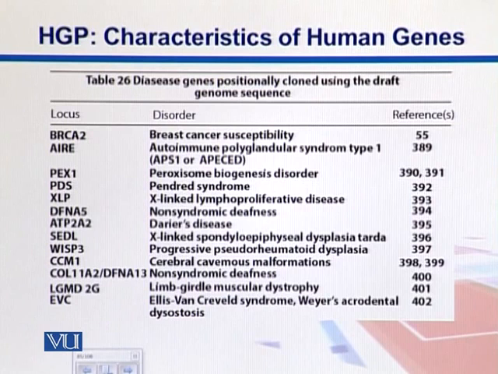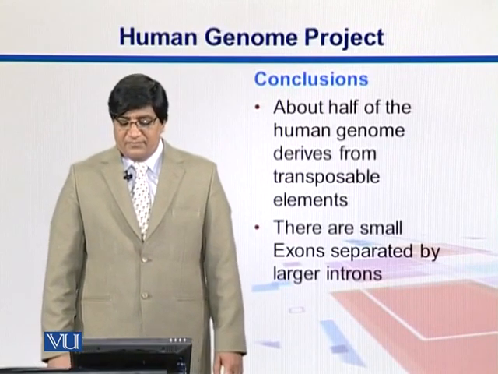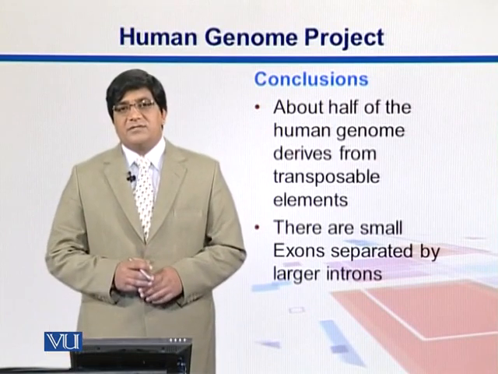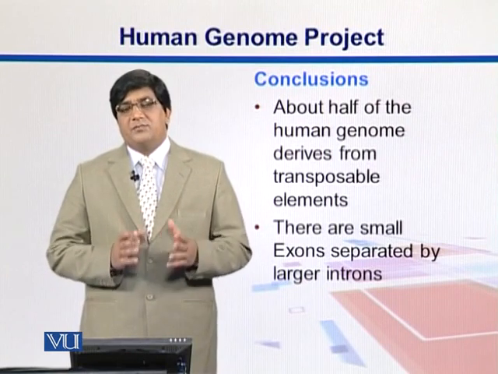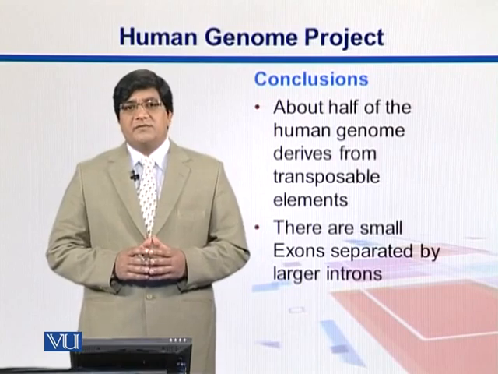Topmost is BRCA, the breast cancer susceptibility gene, and there are other genes which you can look into. Obviously it helped explore the genes which are causing different diseases in humans. So what we have seen here is that the human genome has small exons which are separated by larger introns, and the proportion of the coding sequences in the human genome is relatively smaller.